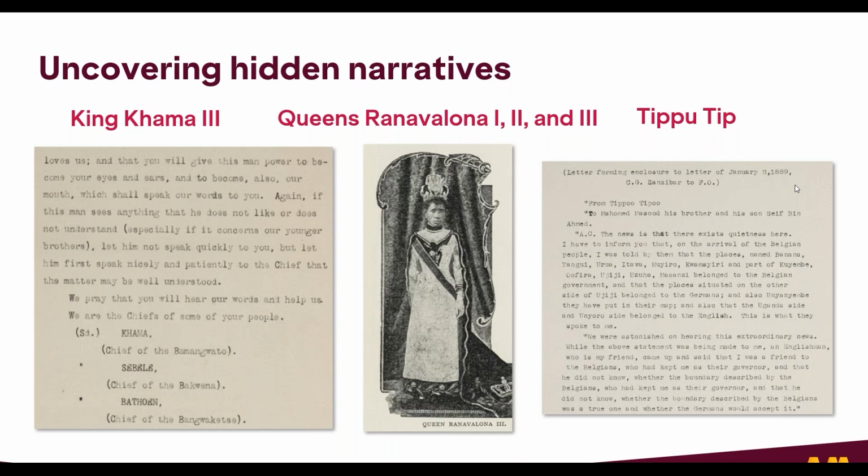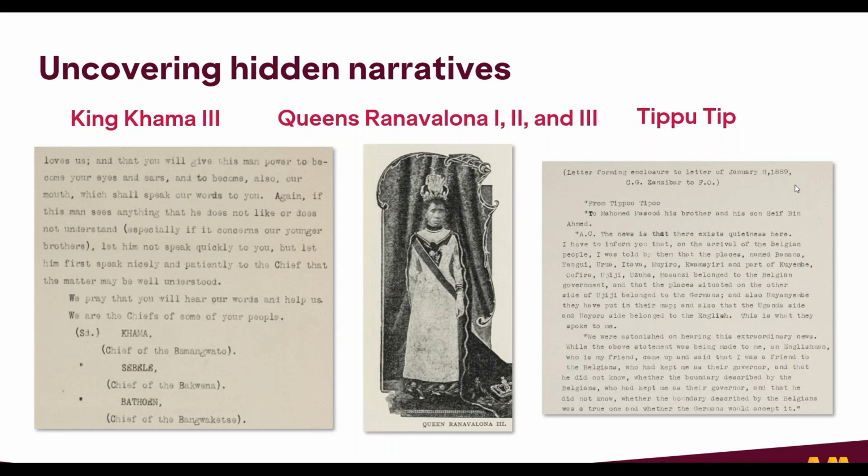So on the left we have a letter from some correspondence from King Khama III to Joseph Chamberlain. King Khama was a chief of the Bangwato people, and he did speak and write in English, and he later lived in England. But this specific letter was translated into English by an English person. And so while we have this letter from King Khama, there will be translation bias that exists within it.